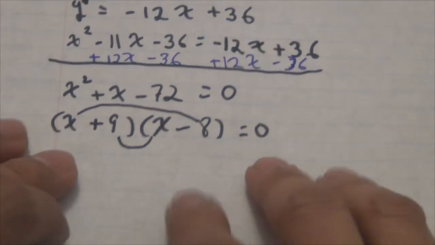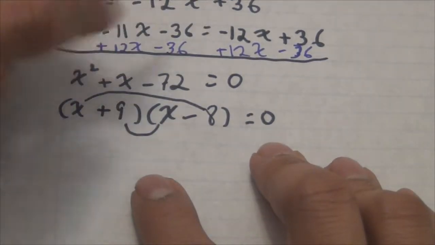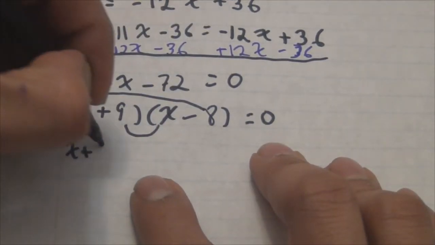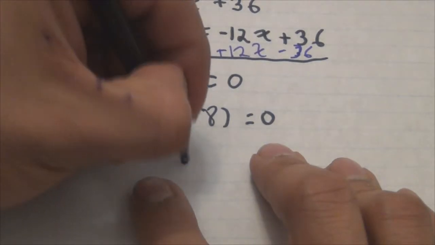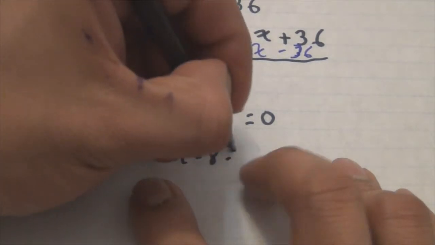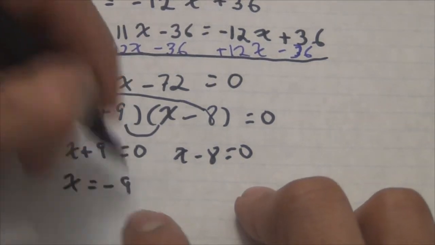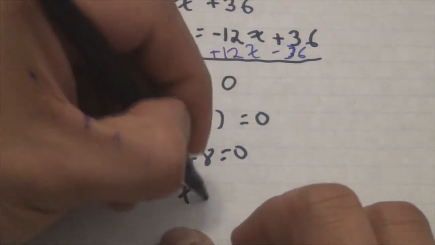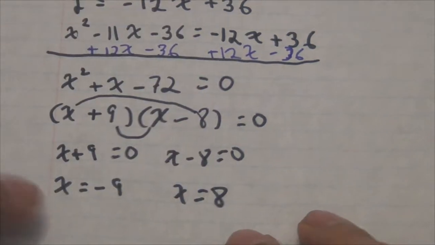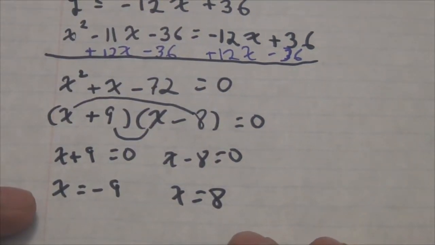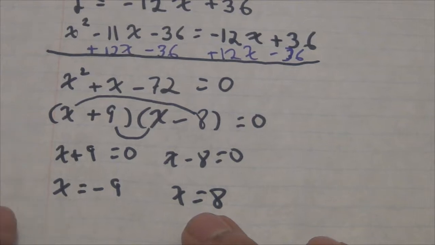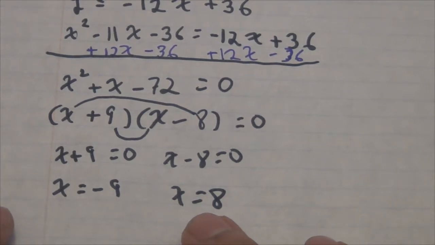Now this is equal to 0, so I have to set each factor equal to 0. X plus 9 equals 0, and x minus 8 equals 0. I solve for x, and I get x equal to negative 9 and x equal to positive 8. Now, is this the end? No! You still have to find your y values. So, let us find our y values. How do I do that?